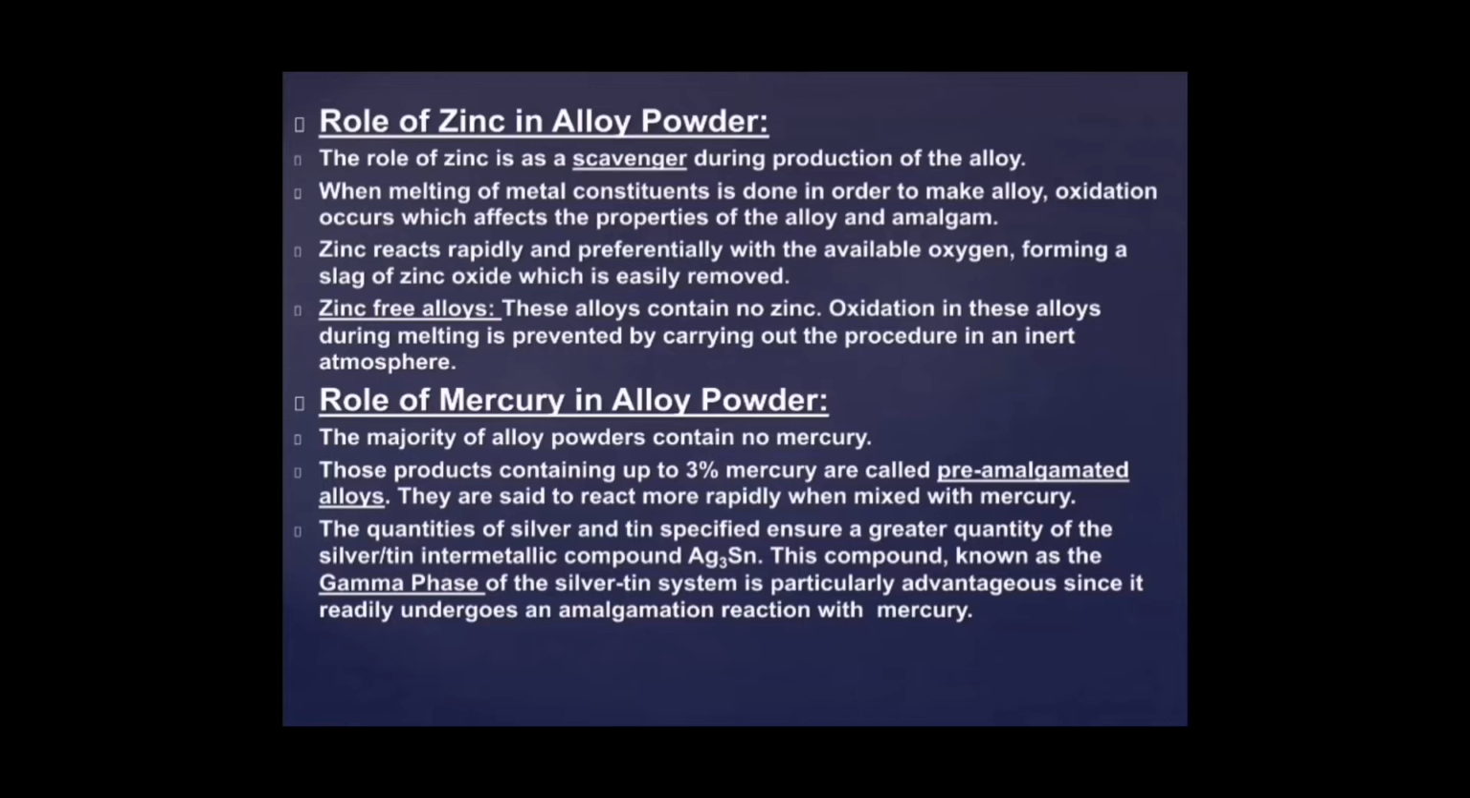The quantity of silver and tin specified ensures a greater quantity of the silver tin intermetallic compound, Ag3Sn. This compound, known as the gamma phase of the silver tin system, is particularly advantageous since it readily undergoes an amalgamation reaction with the mercury.